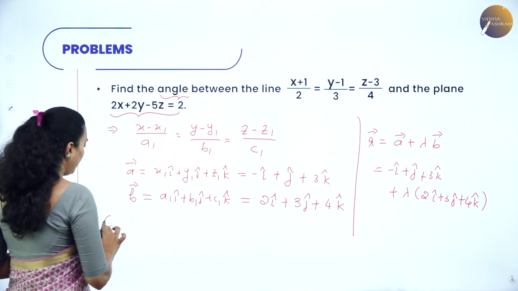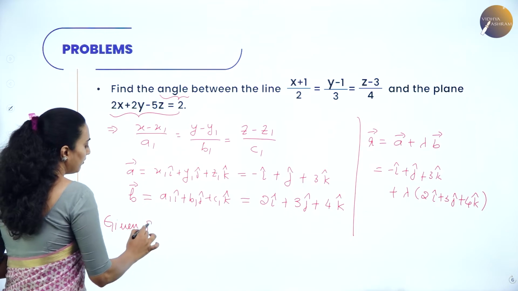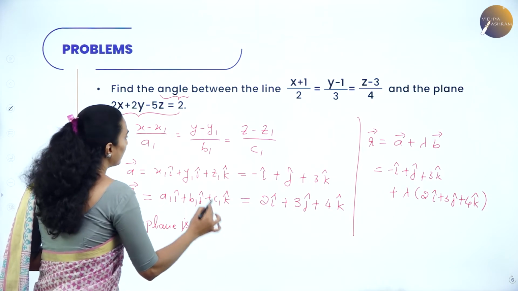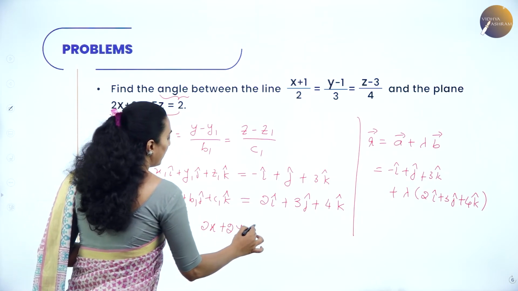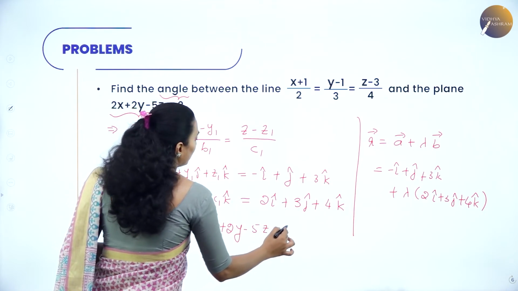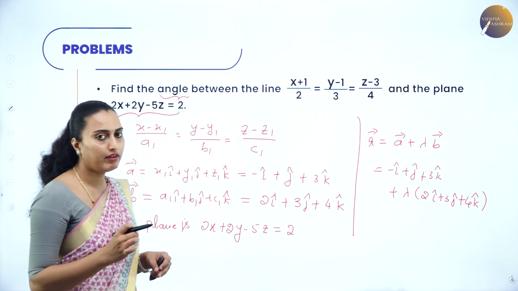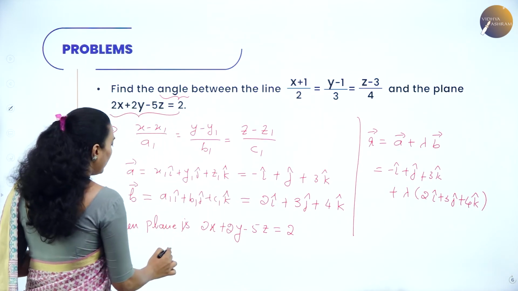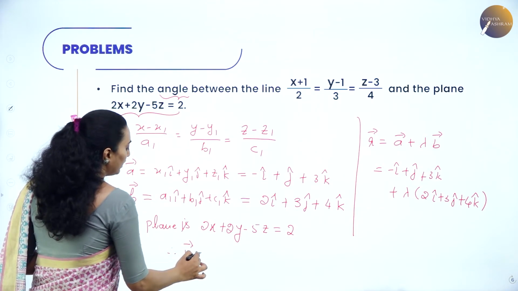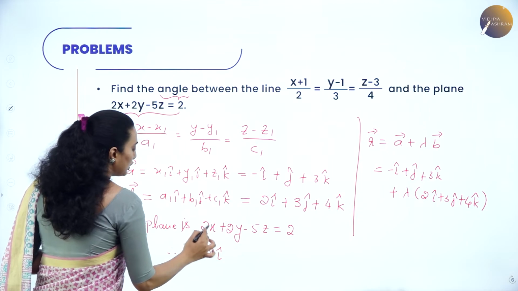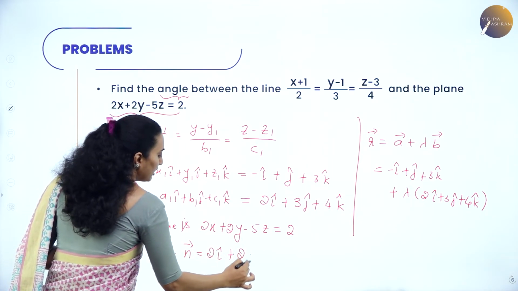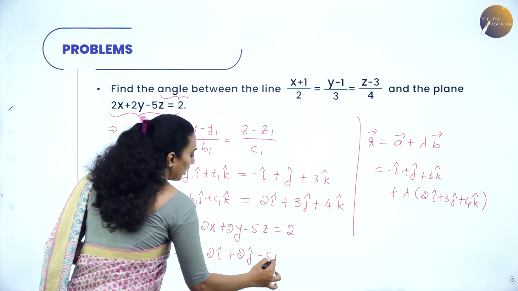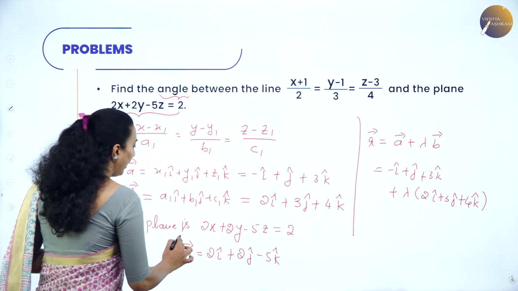Now write down the given plane: 2x + 2y - 5z = 2, which is in the form r vector dot n vector = d. Now what is the n vector? The coefficients of x, y, z. Therefore n vector = 2i + 2j - 5k. This is the n vector.